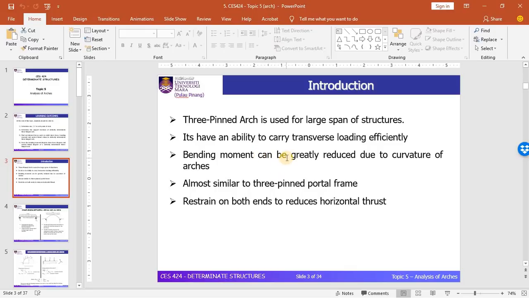We will look at this technically in the following slide. This is almost similar to a 3-pin portal frame. Actually, for this 3-hinge arch, the concept of analysis is almost the same as the 3-pin portal frame, with restraints on both ends to resist the horizontal thrust. This can be seen in the next slide.